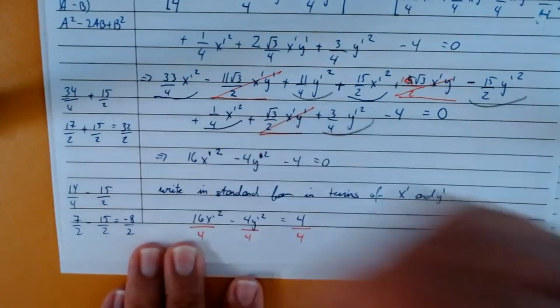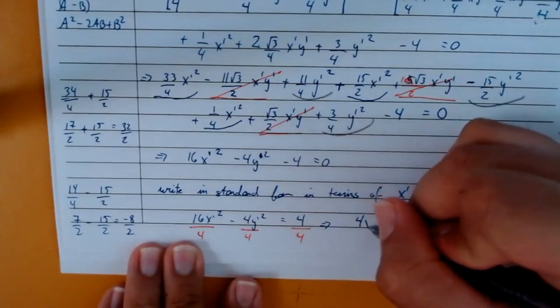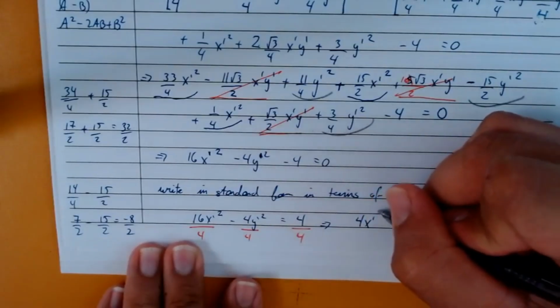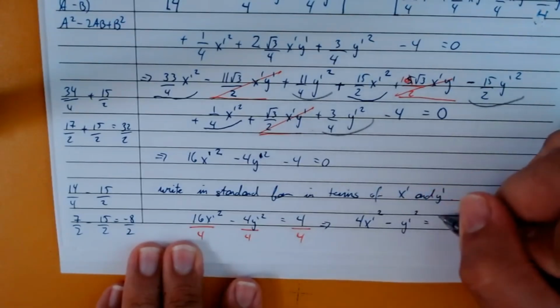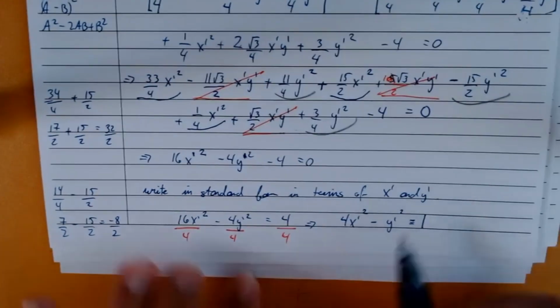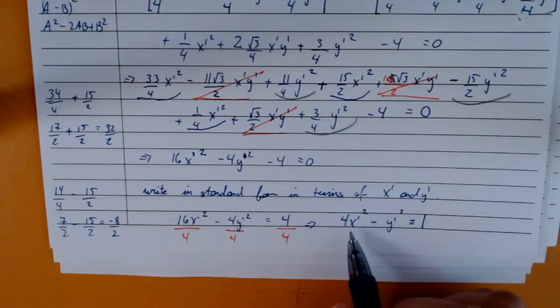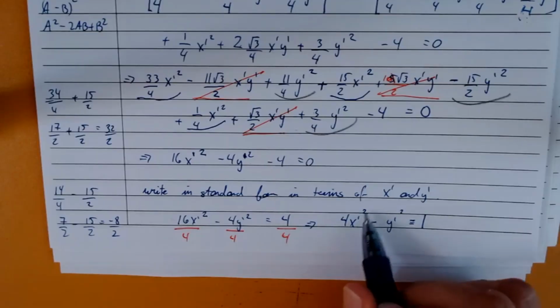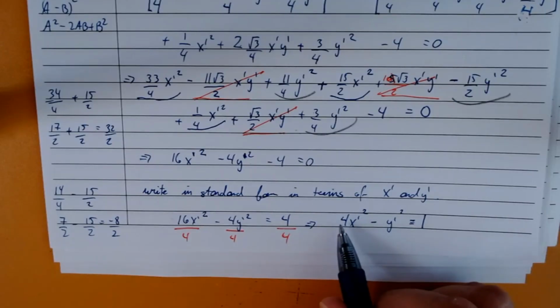So we're going to divide everything by 4, and this will give us 4x prime squared minus y prime squared equals 1. And there we go. That's the standard form. Now, this might look a little off because usually you're going to say, isn't that supposed to be a fraction? Aren't I supposed to have x prime squared over something? Why is that times something?